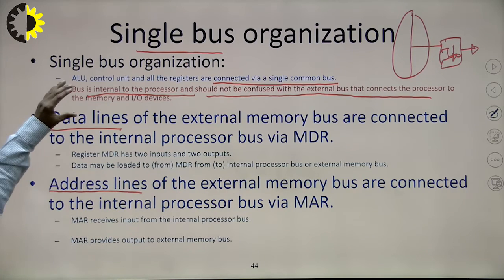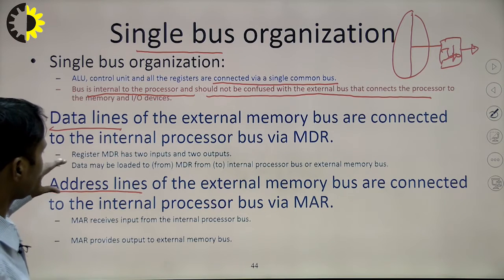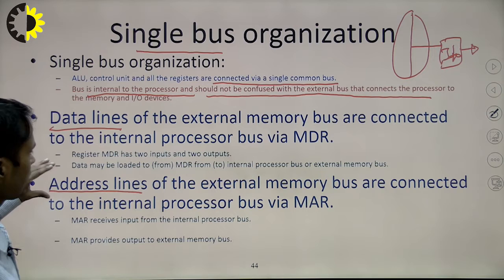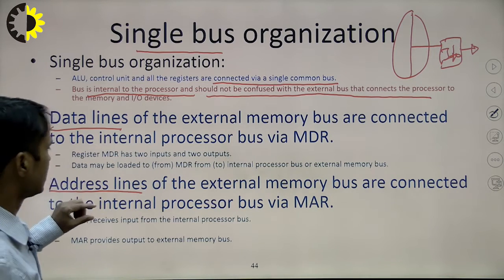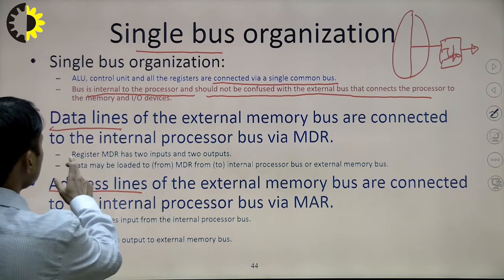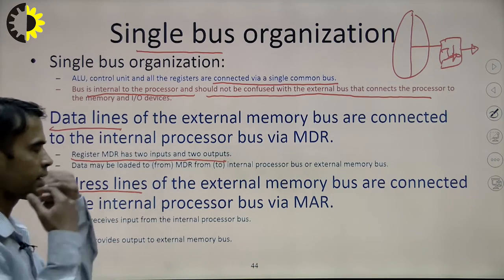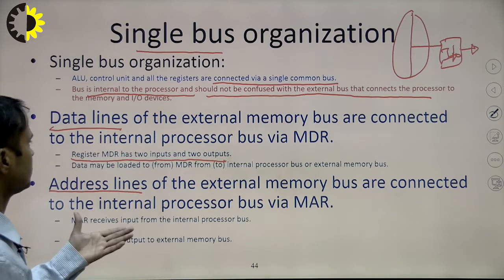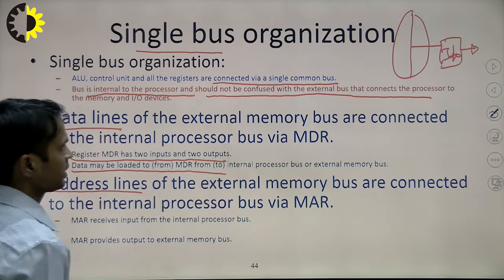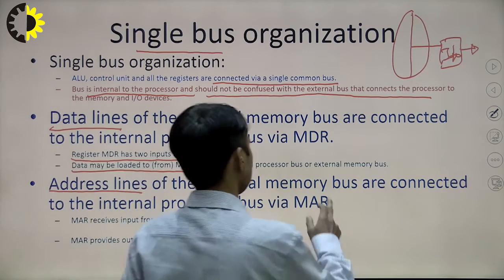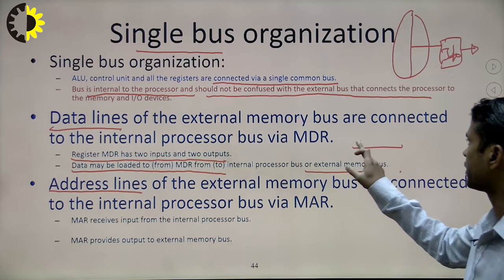What happens in data lines? In the data line only data is transferred, and in the address line we specify the address of the particular unit which is to be accessed. A register like MDR has two inputs and two outputs, so it can take input and give output to the outside of the CPU, and data may be loaded to and from the internal processor bus or the external memory bus. So, that is bidirectional, which is very important.